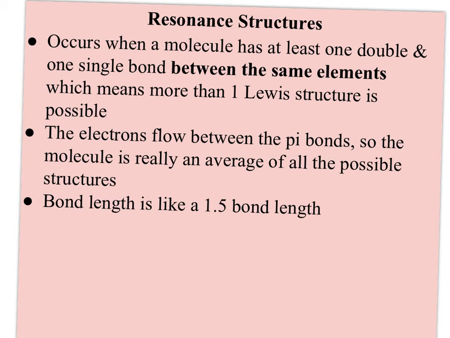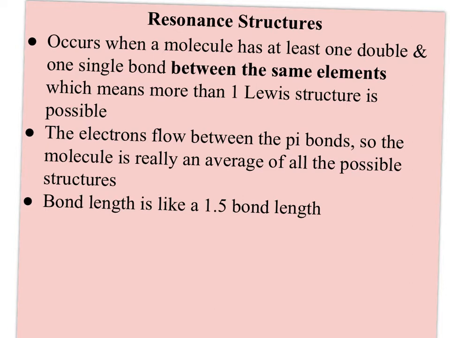Welcome. Another idea that comes up in Chapter 8 is this idea of resonance. It occurs when a molecule has at least one double bond and one single bond between two of the same elements, which means more than one Lewis structure is possible, because the double bond could be in either place and the single bond could be in either place. And the reality is the electrons flow back and forth between these two places, so the pi bond or the second bond moves back and forth.